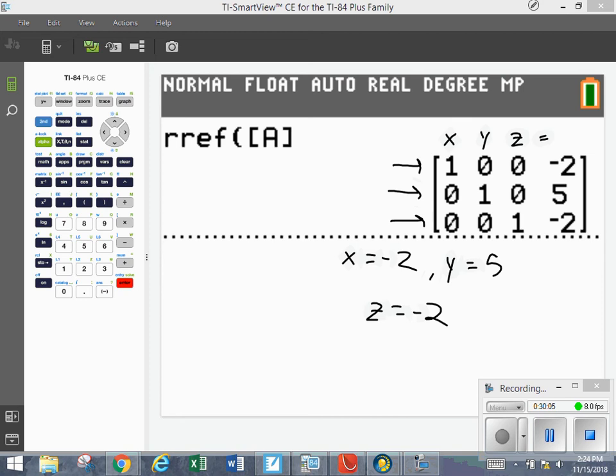If it's in reduced row echelon form, that's how it is. If there is another number, it is not in reduced row echelon form. If there is another number, that means that it cannot be solved. So like if it goes 0, 0, 1, 2, that means that there's no solution.